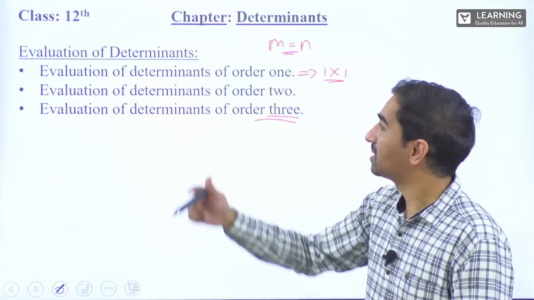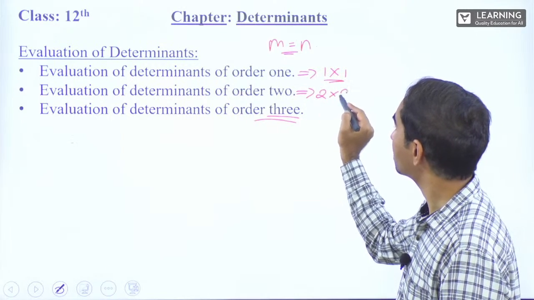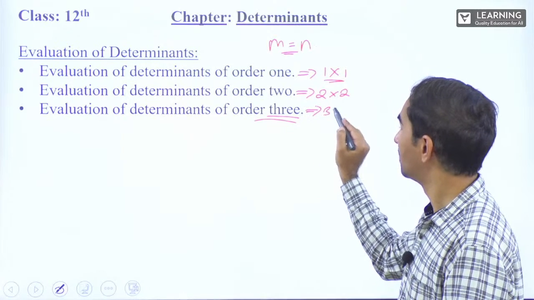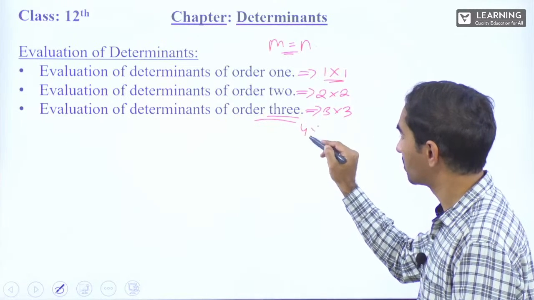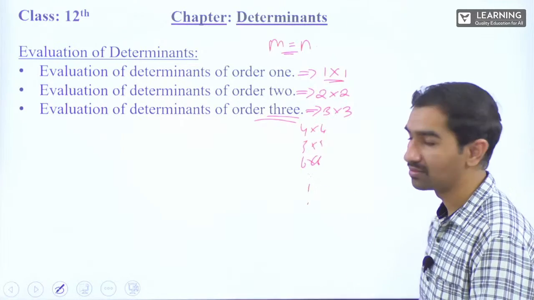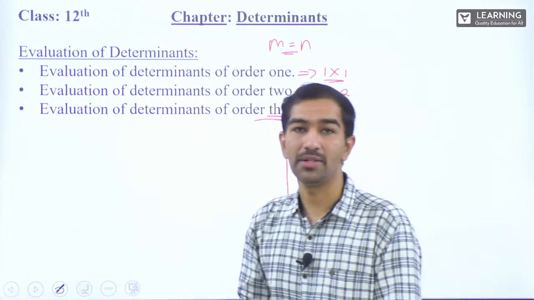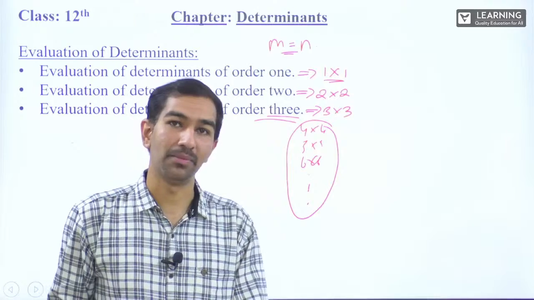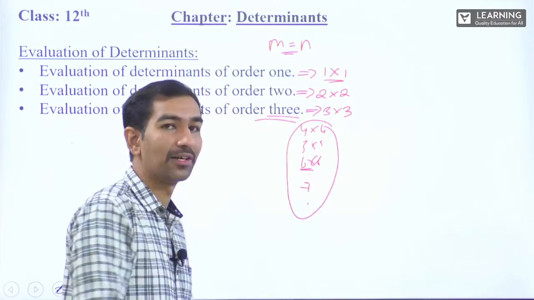Next, evaluation of determinants of order 2, which means 2 cross 2, and evaluation of determinants of order 3, which means 3 cross 3. You can go further: 4 cross 4, 5 cross 5, 6 cross 6 and so on. But to solve all these higher order determinants, the time required will be more. It will take more than 30 minutes to solve 6 cross 6 or 7 cross 7.